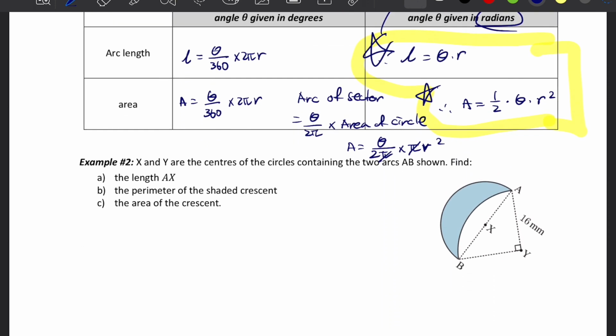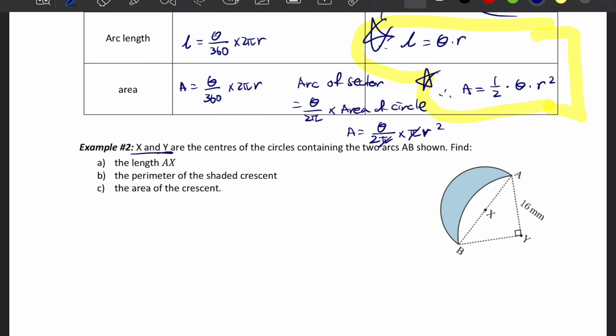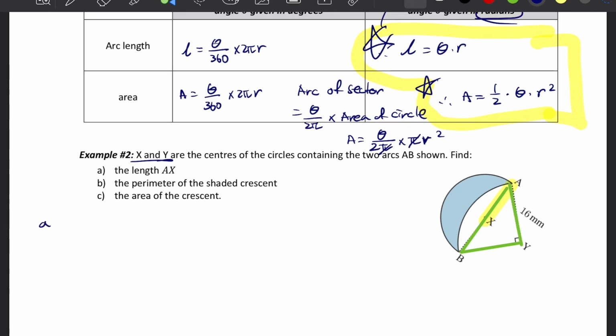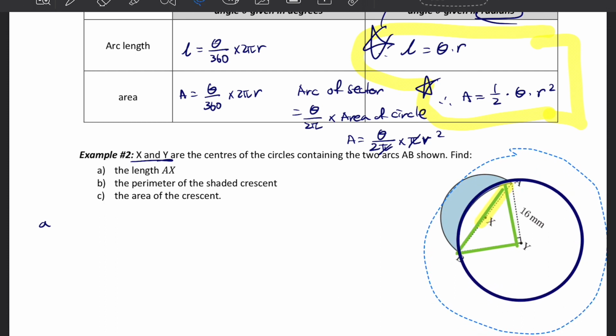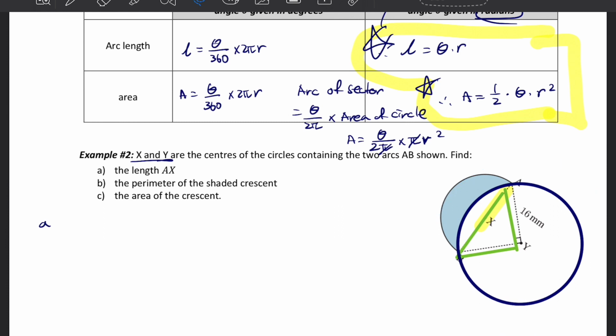So here we have X and Y that are the centers of the circles containing the two arcs AB that are shown here. We first have to find the length AX. So we are talking about this part here, AX. You can see that this is actually part of a right-angled triangle. Since X and Y are the centers, it is possible to draw a circle using Y as its center. So let's try to match the circle here.